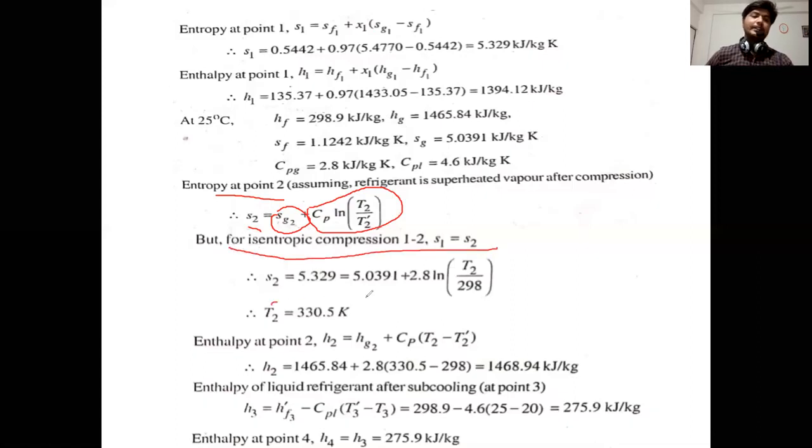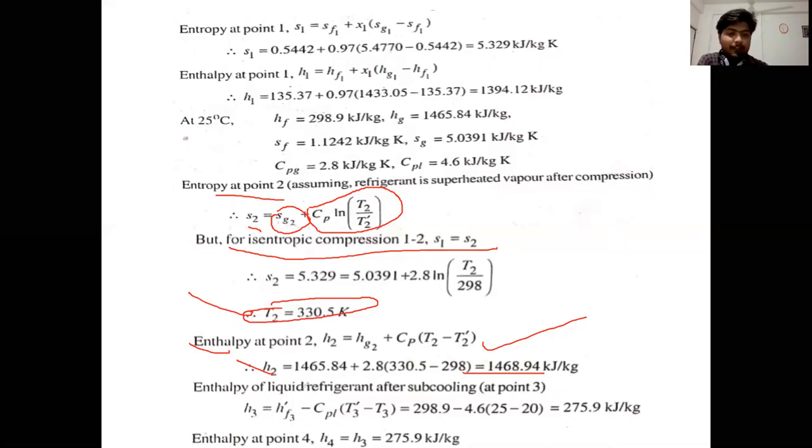So we calculate temperature T2, that is 330.5 Kelvin. Okay, so with the help of this T2, we calculate the enthalpy at point 2, that is H2 equals Hg2 plus Cp (T2 minus T2 sat). Now the enthalpy comes to 1468.94, that is the enthalpy at point 2.